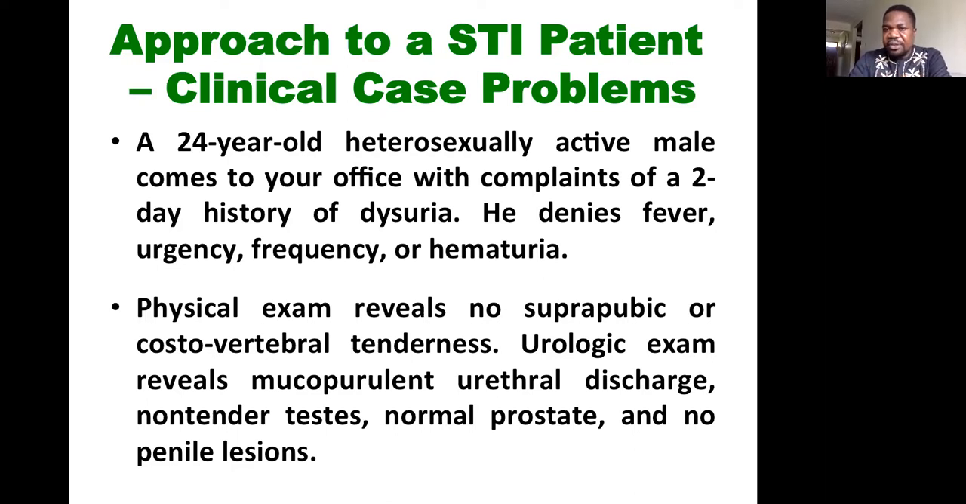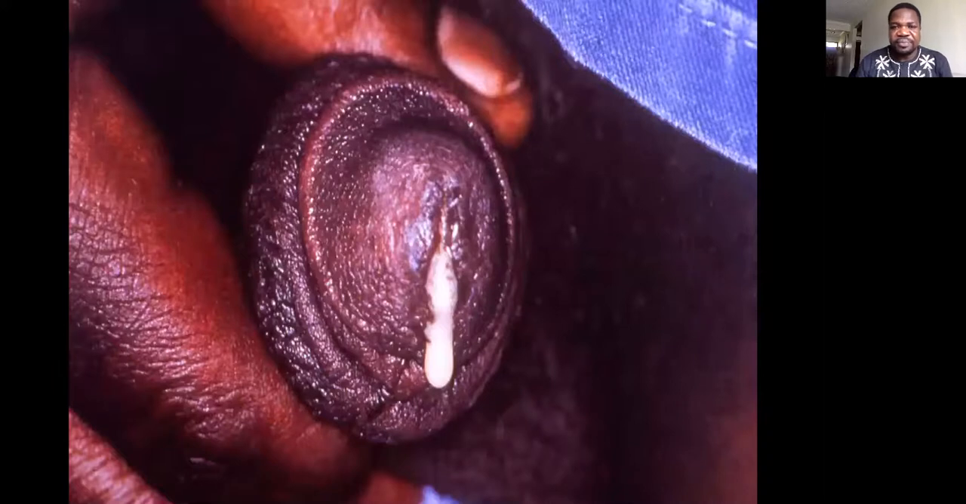But when dealing with a situation like this, you also need to do a genital exam. A urologic exam reveals there is a presence of a mucopurulent urethral discharge. So there is a discharge coming, but the testes are non-tender, normal prostate. You really don't expect much when it comes to the prostate in a 24-year-old male, and no other penile lesions except for the discharge.